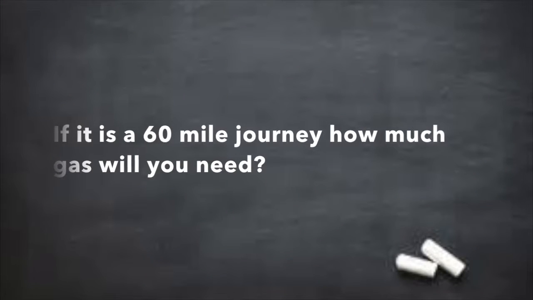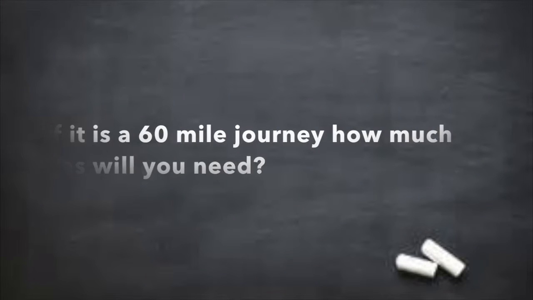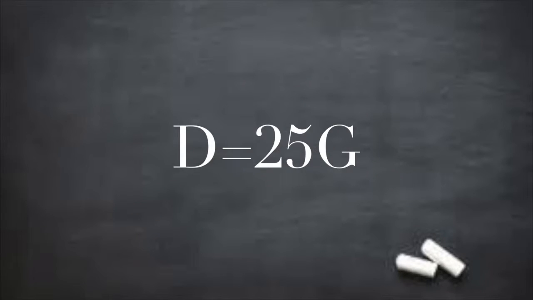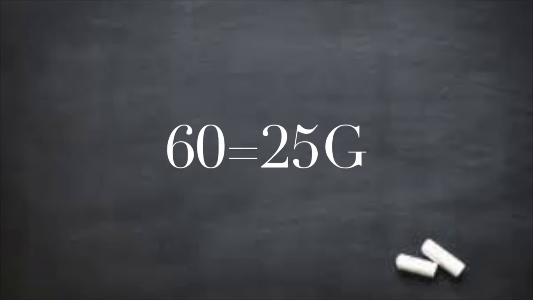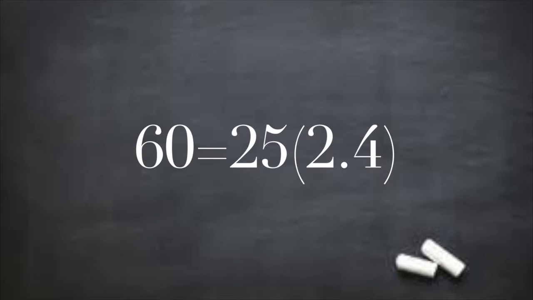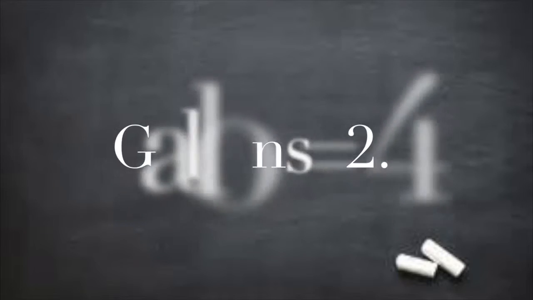So if each day I have a 60-mile journey, how much gas will I need? A linear equation can solve this. So I have d equals 25g, where d is the distance and g is the amount of gallons. So if I'm going 60 miles equals 25g, and I solve for g, therefore I get that I'm using 2.4 gallons for each 60-mile journey.